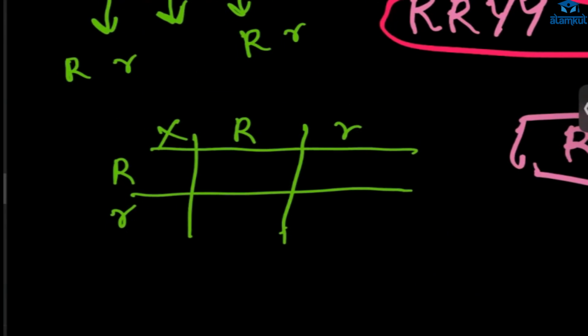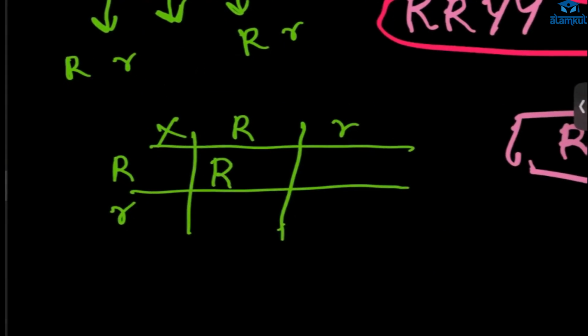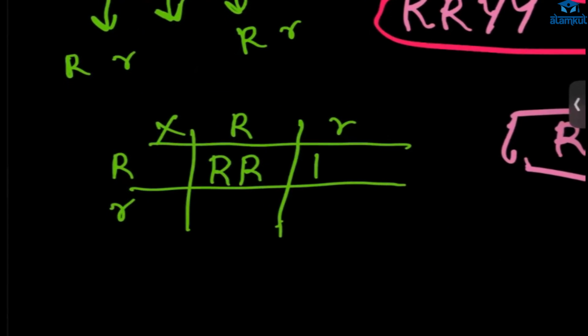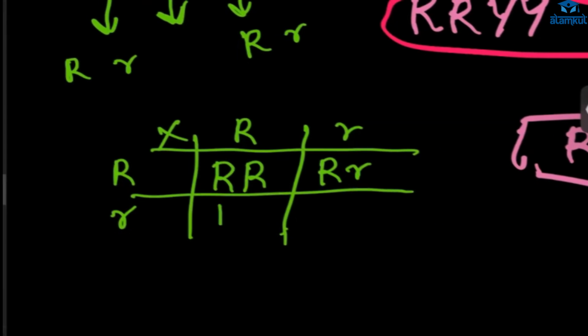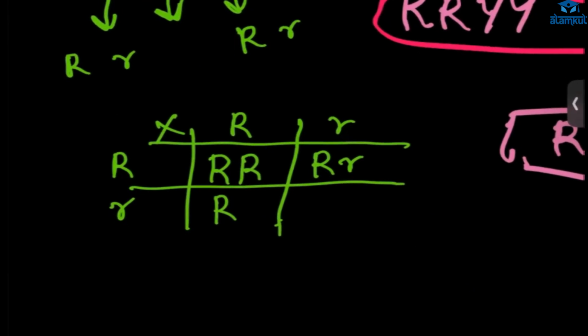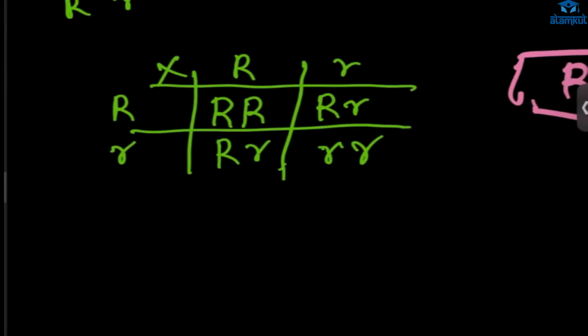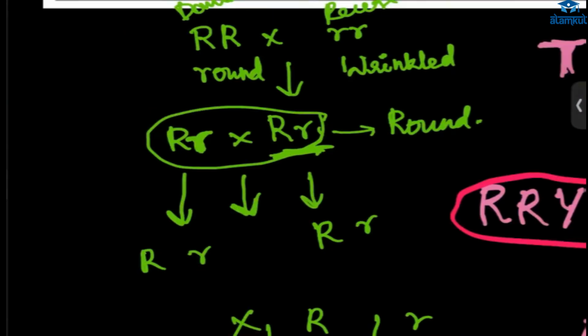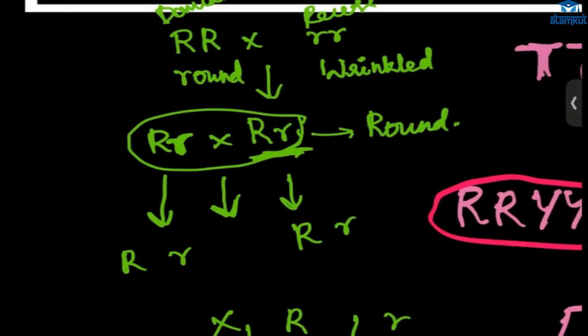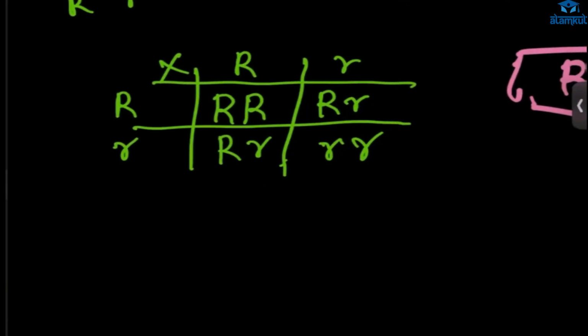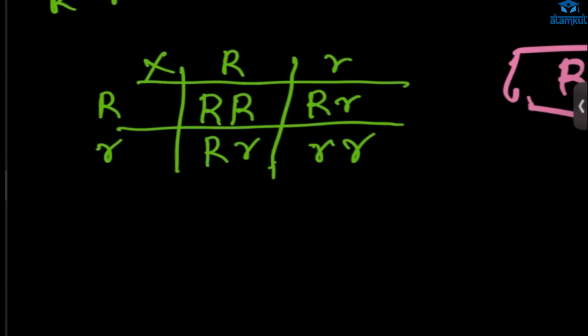Then calculate first: capital R capital R, capital R small r, capital R small r, and small r small r. Now, in the first generation, you got only round ones. In the second generation, what are you getting? Ma'am, we get one wrinkled also.